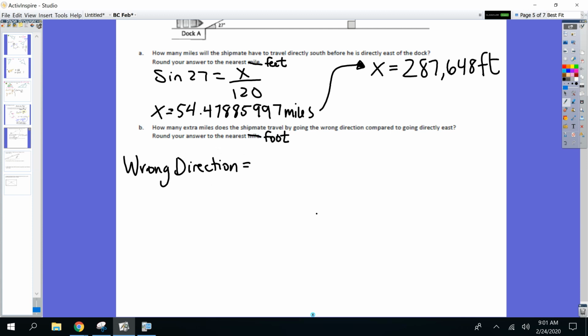Wrong direction? Is this in miles or, yeah, this is in miles. I shouldn't have changed it. Sorry, this is miles. So we already went 120, right? Plus, what did we just find out in the previous part? Which one do I want, by the way? The 54, that's 287,000. Why 54? What are you rounding your answer to? Miles, so make sure everything's in miles. So plus your 54. So that's how many miles he went in the wrong direction.